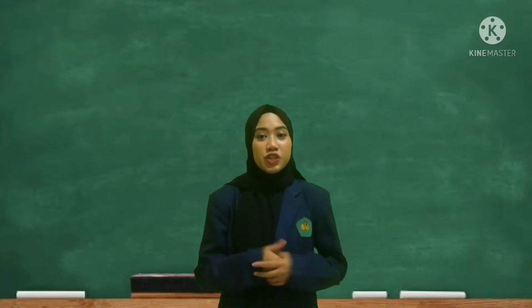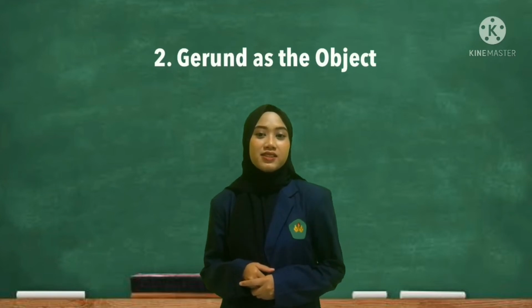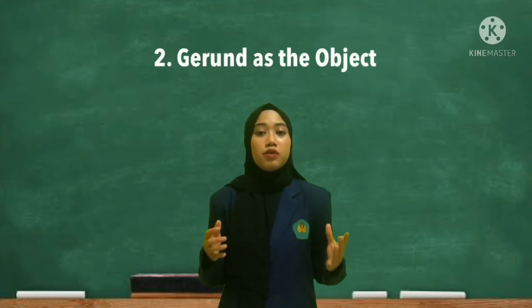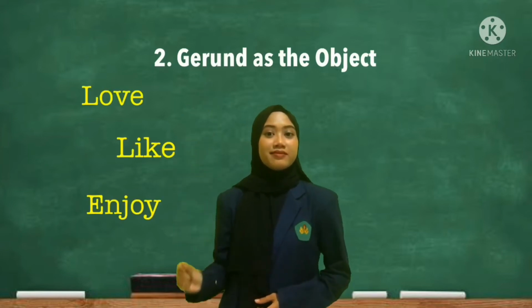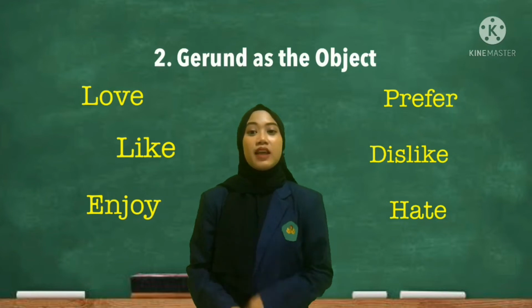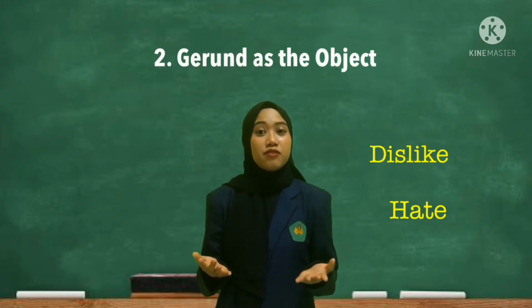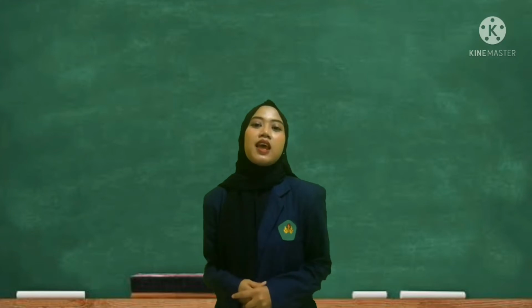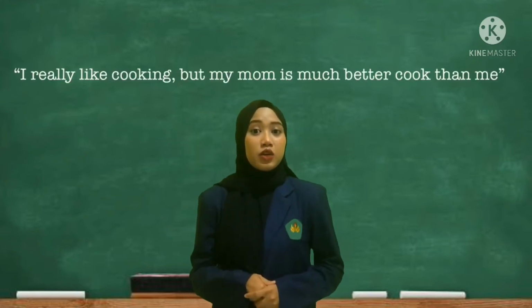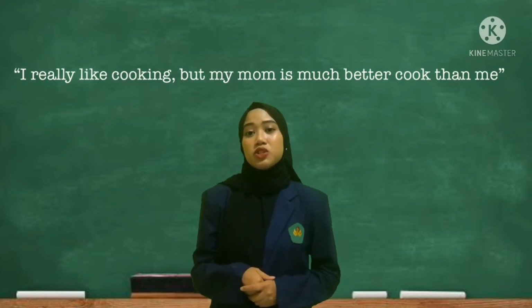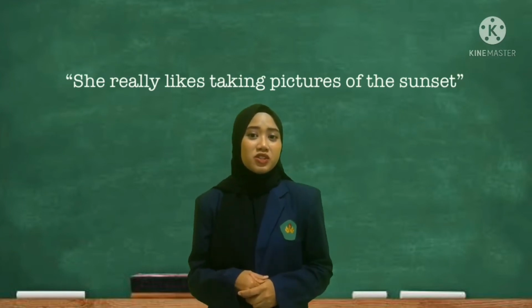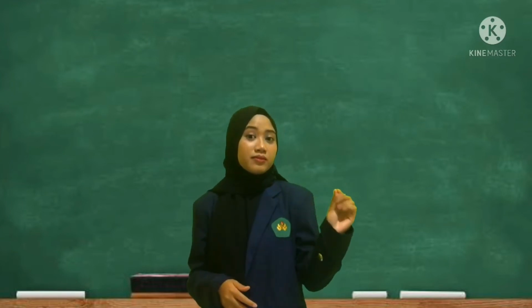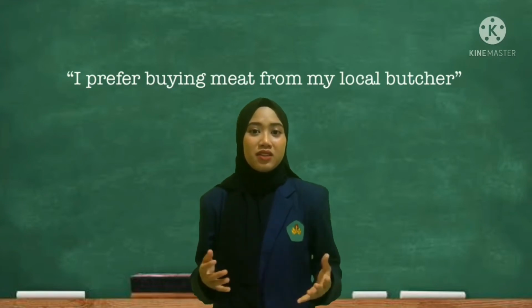Next, we can use a gerund as the object of the sentence. There are some very common verbs that take gerunds as the object. All of these verbs can be followed by a gerund. Okay, for example, I really like cooking, but my mom is a much better cook than me. She really likes taking pictures of the sunset. I prefer buying meat from my local butcher.